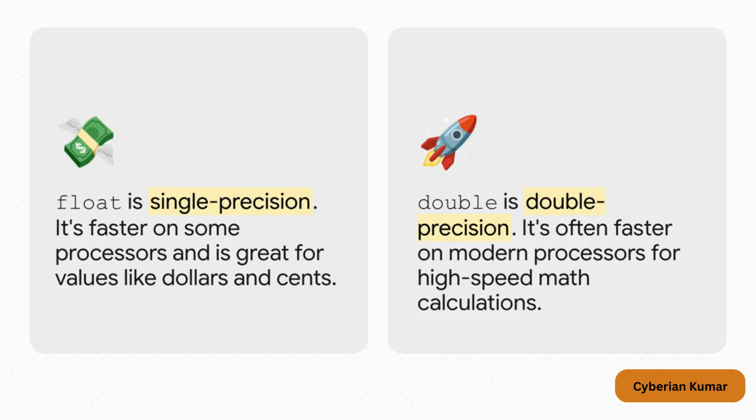There's the float, which is great when you need speed, and you're okay with a little less precision, think simple things like currency. But for most modern computers, double is the new standard. It offers, well, double the precision, which makes it way more accurate for tricky scientific or complex calculations.